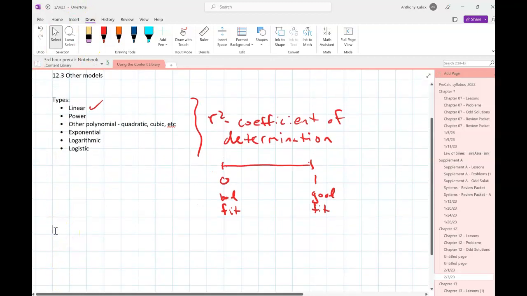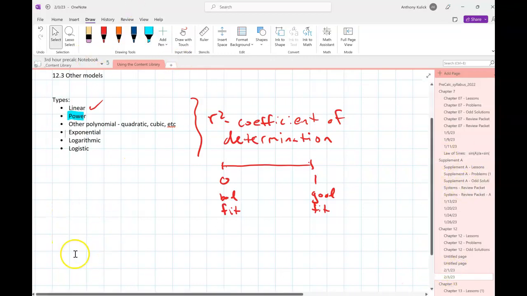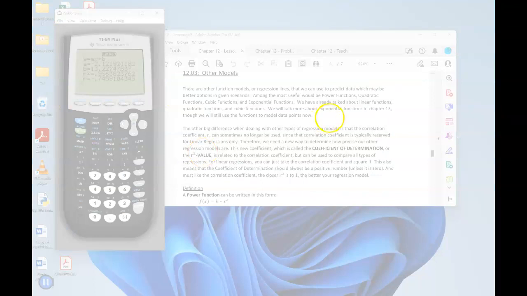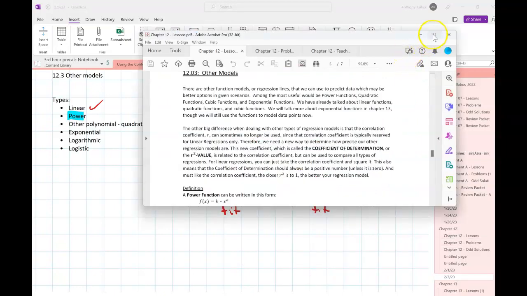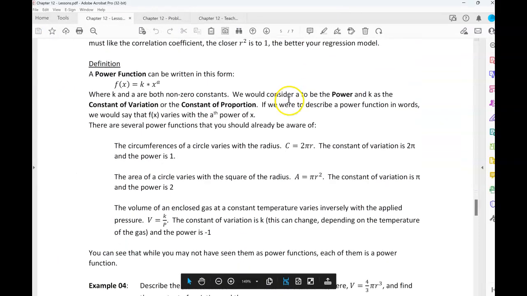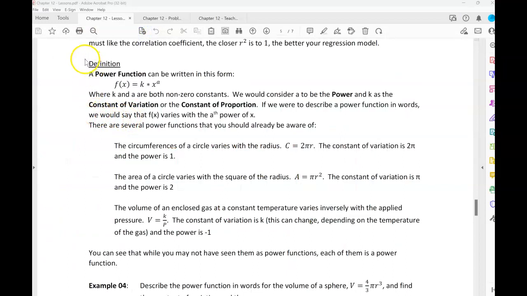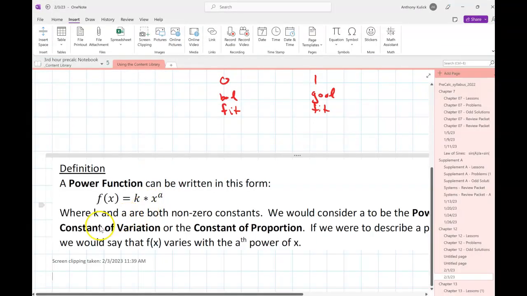So one particular model that we're going to spend a minute talking about in general is the power model. So let me grab that definition here. Heck. This works so much better when I'm in my own room.